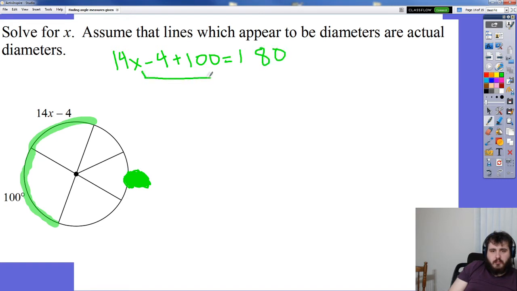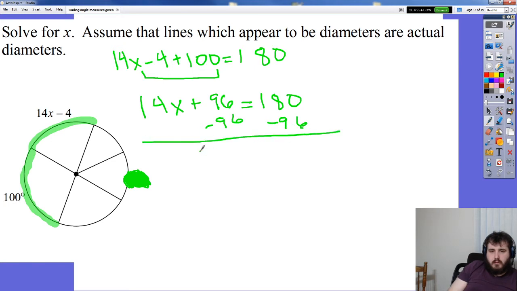So let's combine our like terms first. Here I am jumping the gun. 14x, we got 100 and negative 4, that is 96. I'm going to subtract 96. We're going to get 14x equals 84. Now we're going to divide by 14. 84 divided by 14 had better be 6.